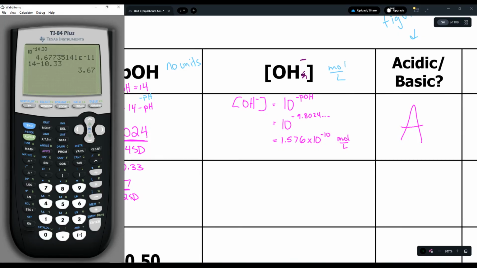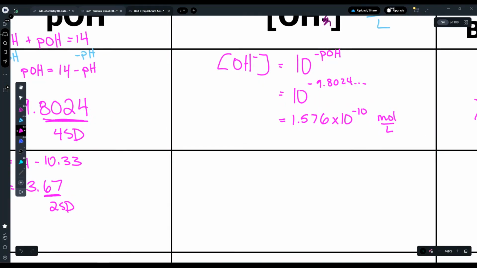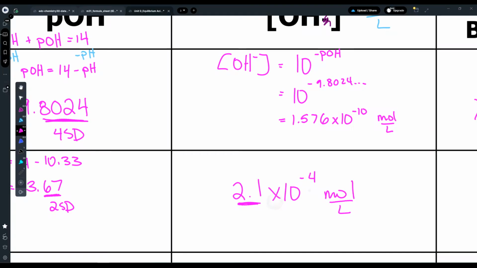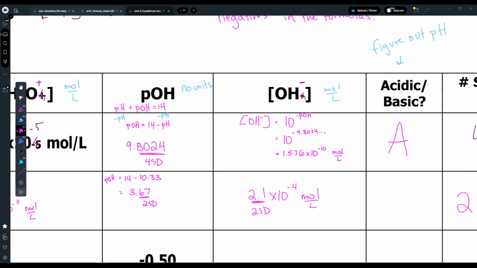And then to determine concentration of hydroxide ions, I would go second function log, 10 to the power of negative, and then the pOH. So that's going to be 2.1379, goes on forever, times 10 to the power of negative 4. So reporting that in 2 sig digs would be this. So there are my 2 sig digs.